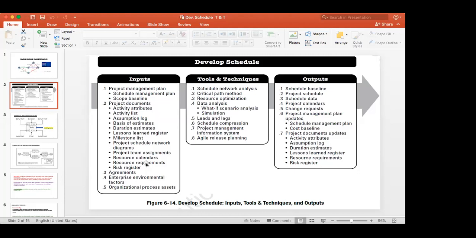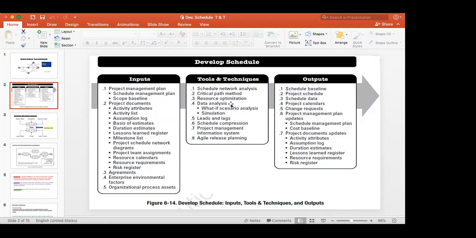In the other PowerPoint presentation, you can go through this one if you want. But now I'm focusing on the tools and techniques, because that is the most important part of develop schedule, and that is what you are asked in most of the exams. The outputs also. Now, what are the tools and techniques? The schedule network analysis, critical path method, resource optimization, data analysis, and all these things I am teaching you.